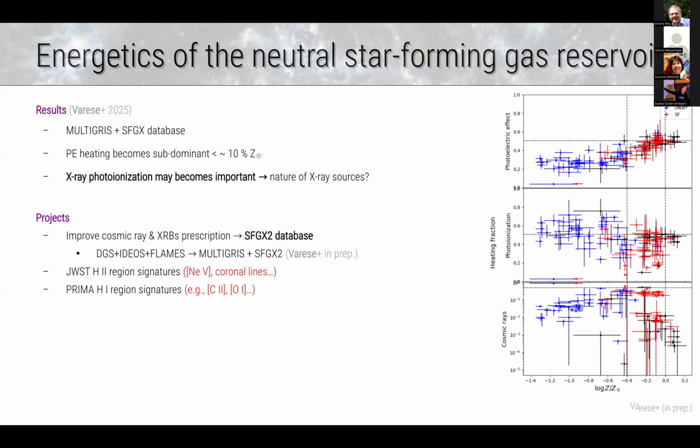And we were able to update it using a wider sample and a new database with a completely revisited X-ray binary prescription and cosmic ray prescription. And the result still holds. The metallicity threshold seems to differ a little bit. It's more like 1/5 solar metallicity now, where the photoelectric effect becomes subdominant, and the cosmic rays seem to drop drastically in these new models, with the photoionization by X-rays becoming quite important.